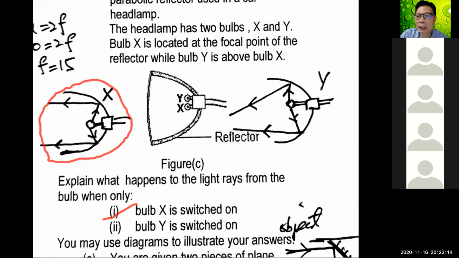Ong Chao Xiang, are you there? Yes, sir. Chao Xiang, can you read out your answer? When bulb X is switched on, the light is reflected by the reflector horizontally. Light travels longer distance, therefore bigger area is brightened. Yes, very good. Thank you very much, Chao Xiang. Okay, and now we go to part two.